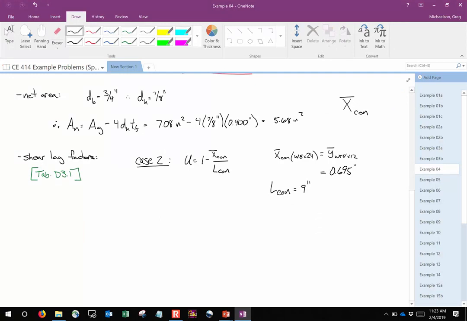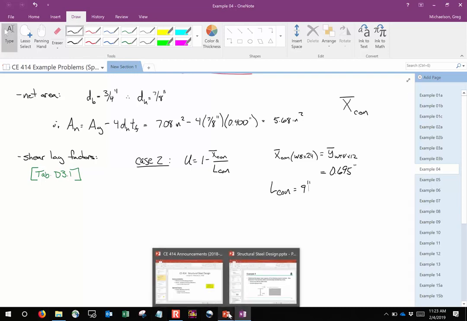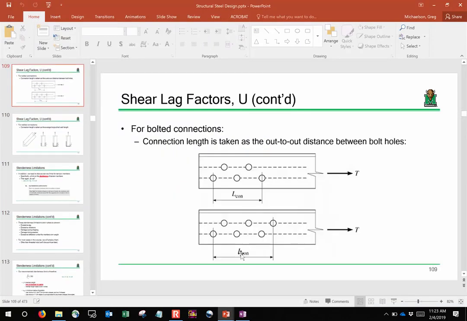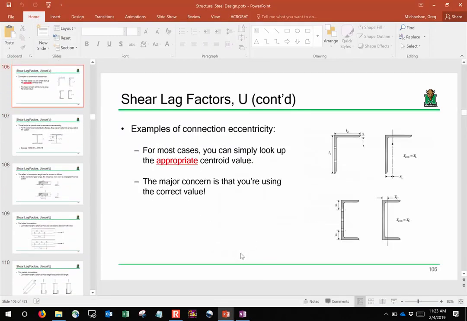You don't cut it in half. If you have an angle, remember, that's what this slide is for, slide 106. If you have, let's say, a long-legged angle connected by the long leg, then just the X bar for that angle. If you have a channel connected via the web, it's just the X bar for that channel. The equivalent WT is only for W shapes. It's a specific special case. So that's a good question. Everybody else okay with this?